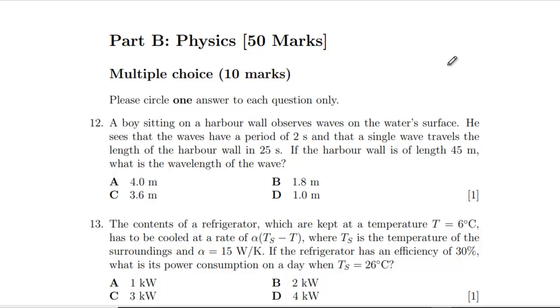Hello, here we are for part B of the 2011 PAT. So we've already gone through the really difficult maths section. So now we're on to the multiple choice physics stuff.